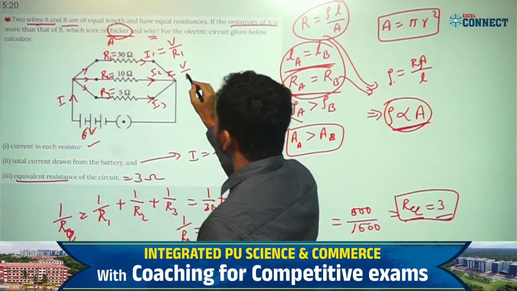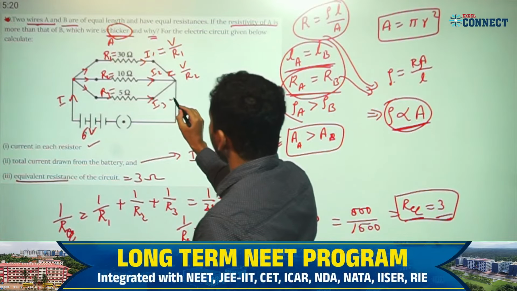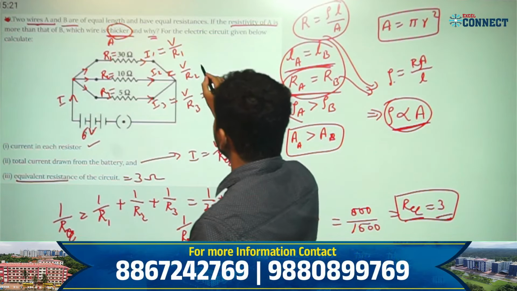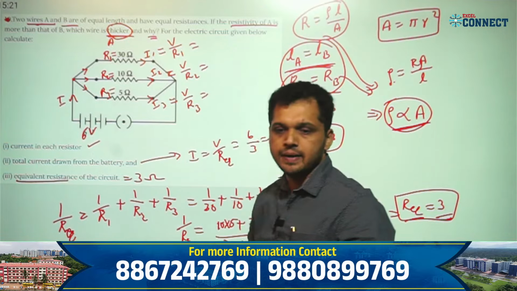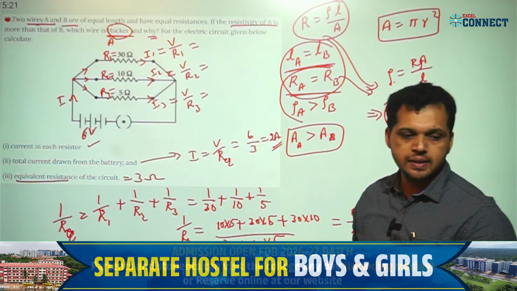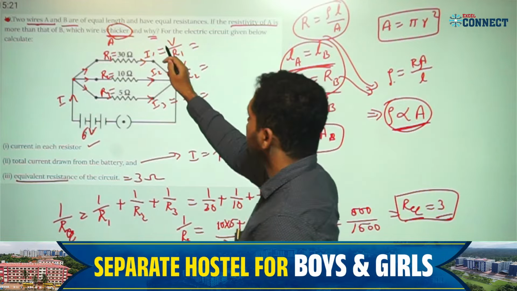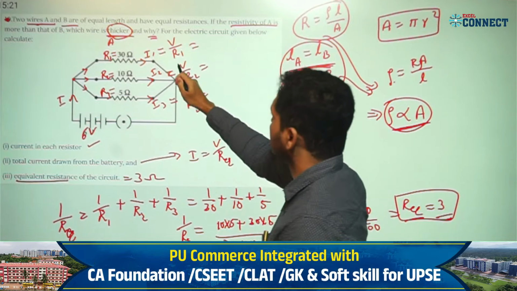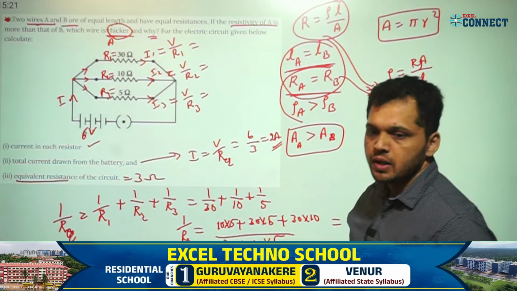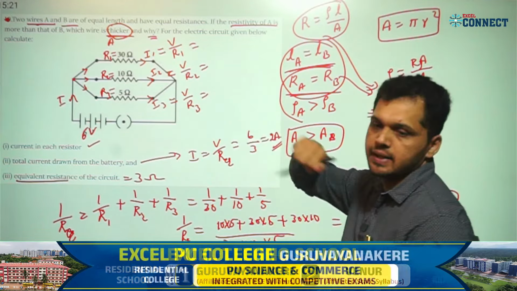and I2 equal to V by resistance R2. I3 equal to V by resistance R3. Is it clear? Voltage is same, but resistance is different, so the currents I1, I2, I3 are different. Now I get I1, I2 and I3 here.